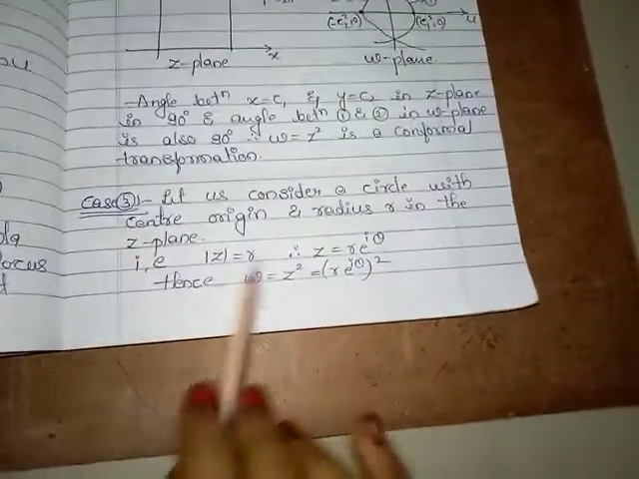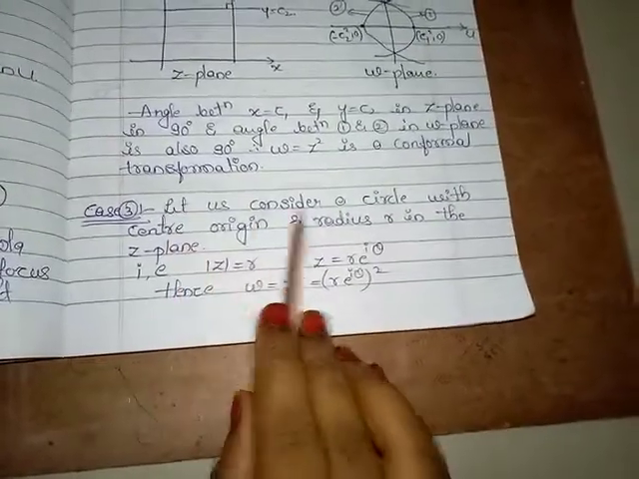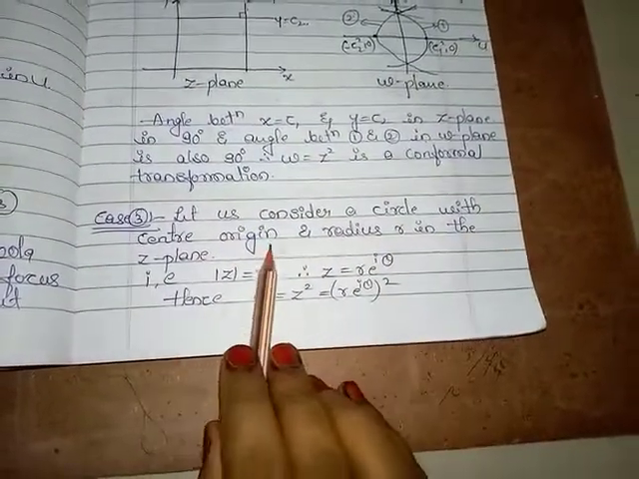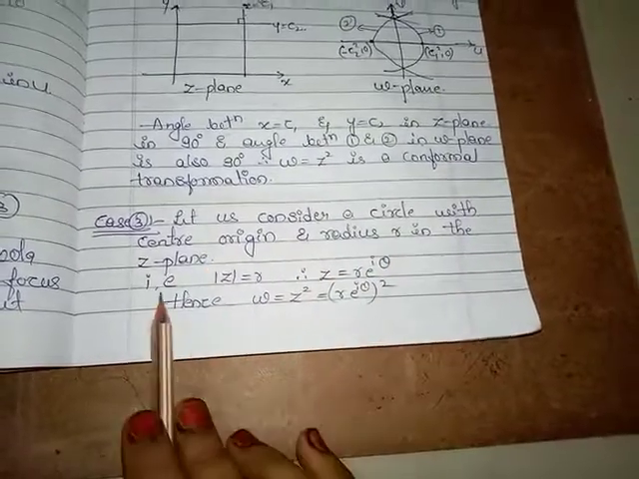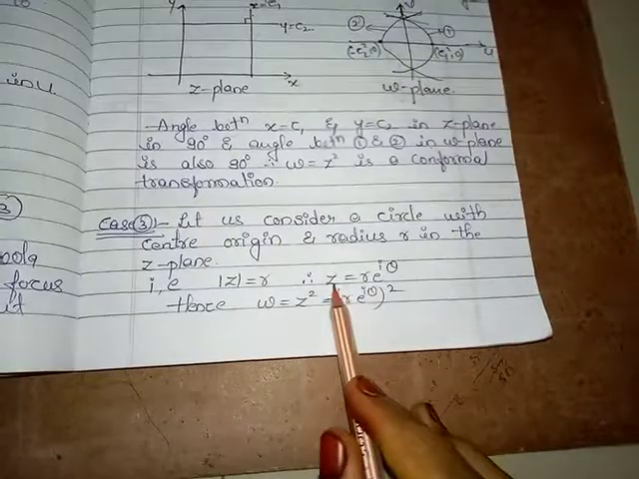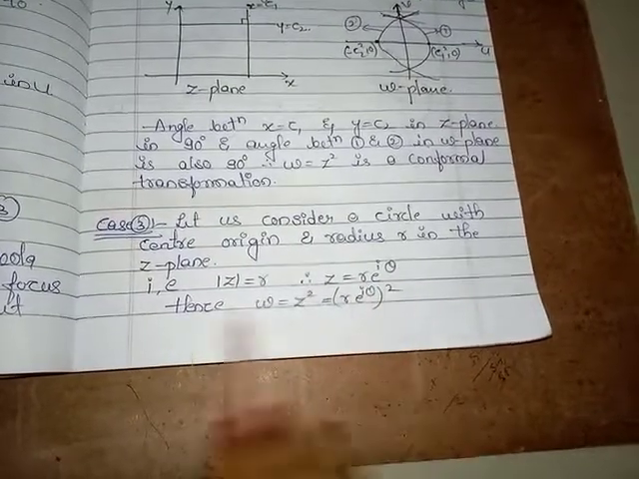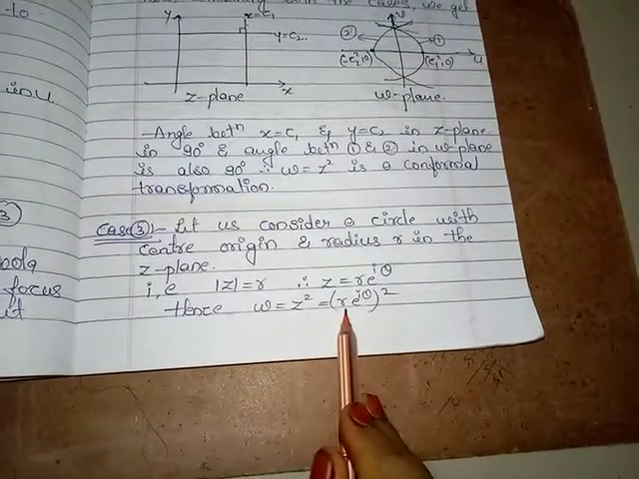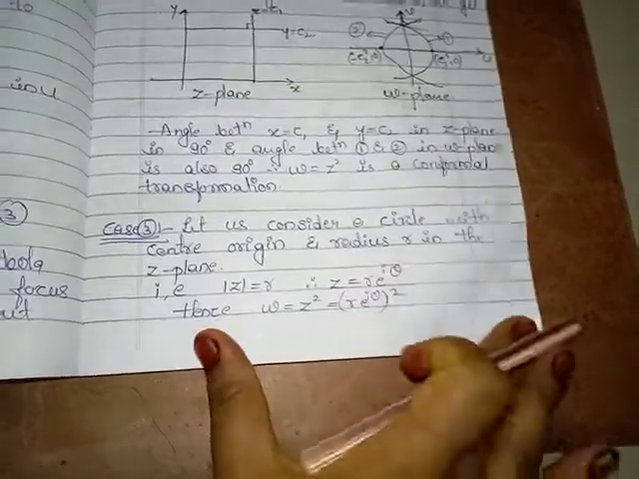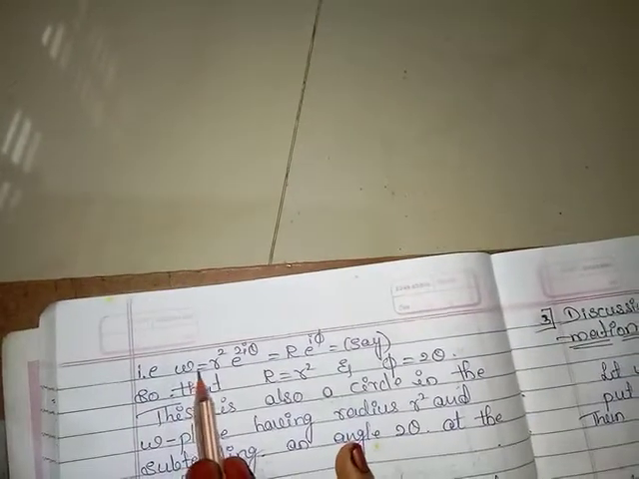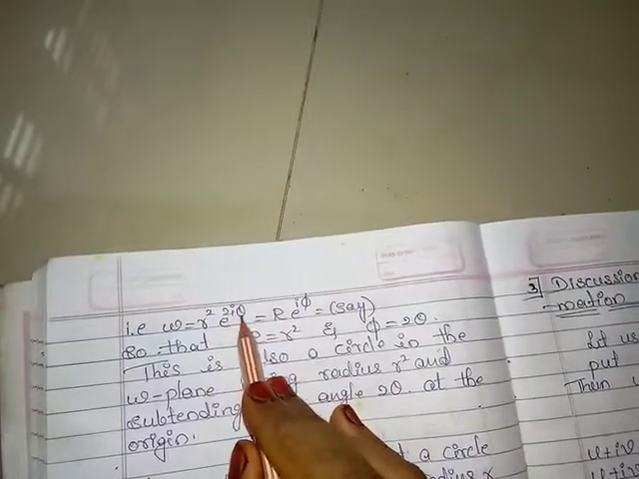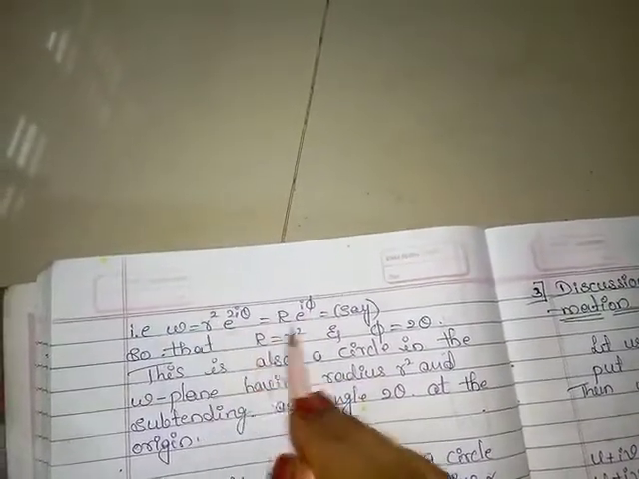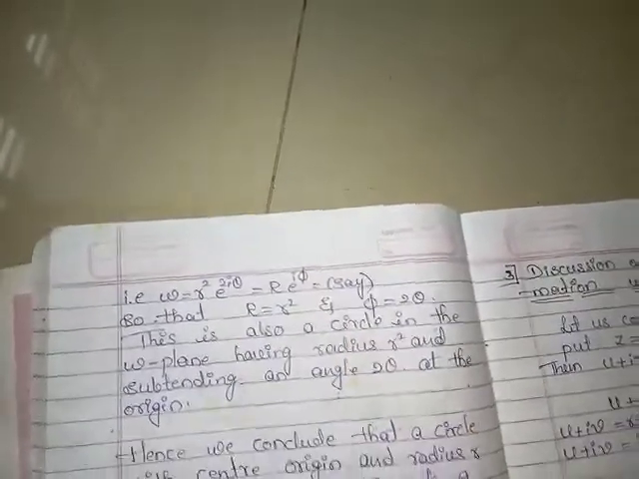Consider here the third case, this is for polar form. Let us consider a circle with center origin and radius r in the z plane, that is mod z is equal to r. Therefore z is equal to r into e raised to i theta, hence w is equal to z square. Here z is r into e raised to i theta, therefore z square is equal to r into e raised to i theta whole square. That is w is equal to r square into e raised to 2i theta. Consider 2 theta as phi and r square as capital R, so w is R into e raised to i phi.